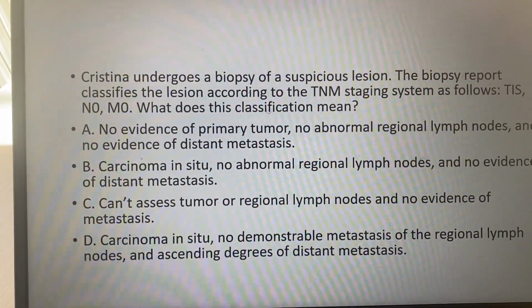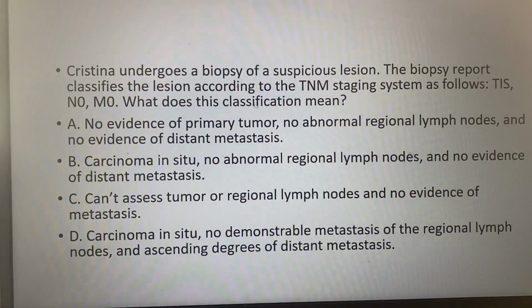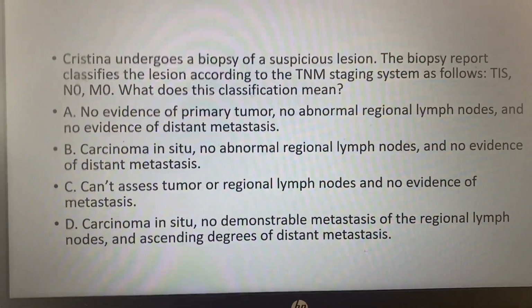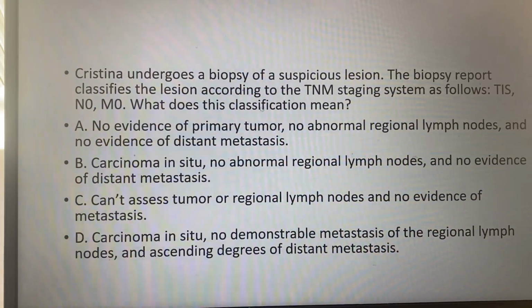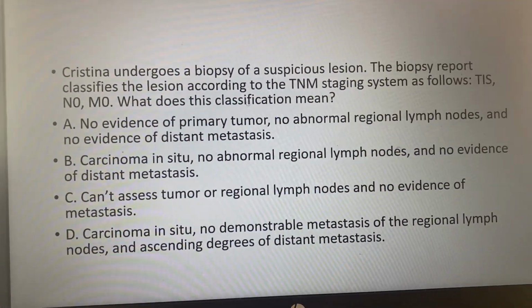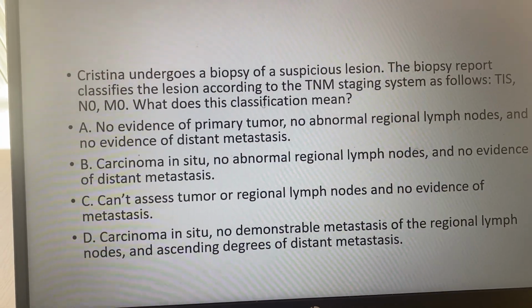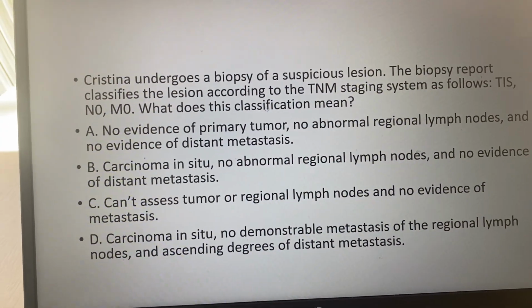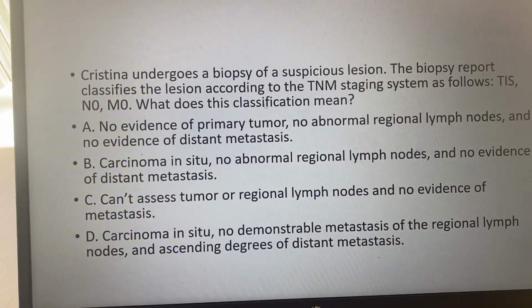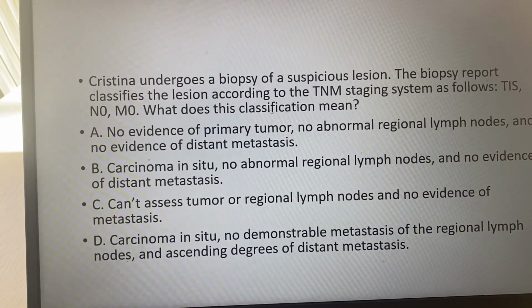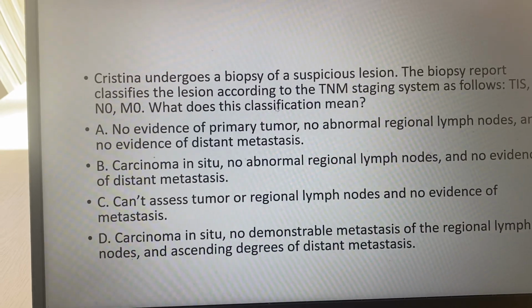M means metastasis or movement, movement to the other cells or movement to the bodily organs, right? So is it in the liver now? And it was in the pancreas. So we're looking at that. So M0 means no metastasis or no movement. M1 means yes, movement. So already we can go ahead and eliminate A and C, right? And we narrow it down to B.